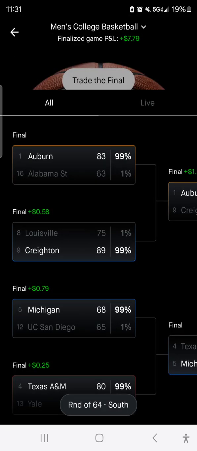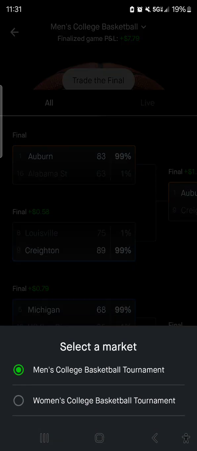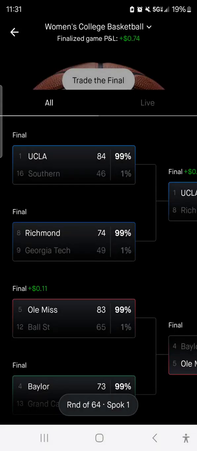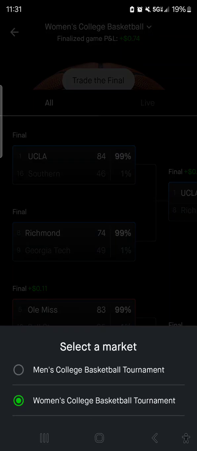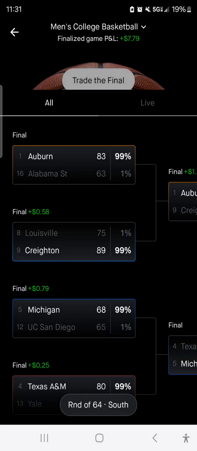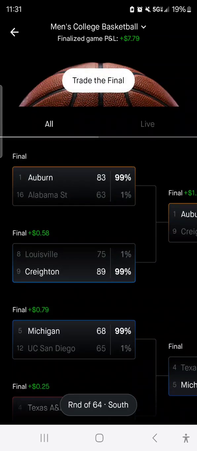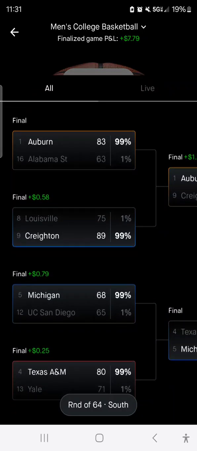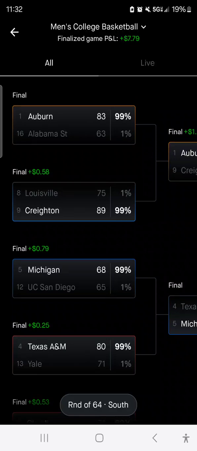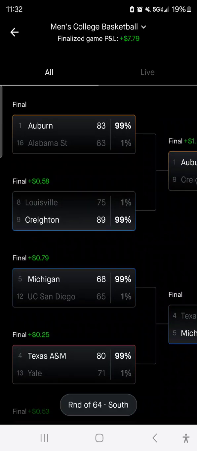At the top, it shows your profit and loss. They have one for men's and one for women, so they keep your profit and loss separately. I like how they market it as trading, but I would literally consider it gambling. I think people know where I stand with that one. But this is how you can end up seeing. And as far as the final, that's at the top.